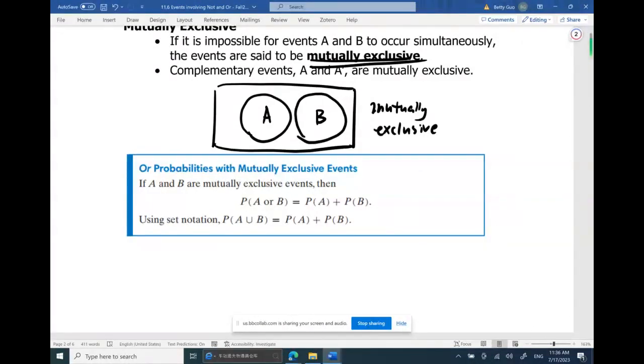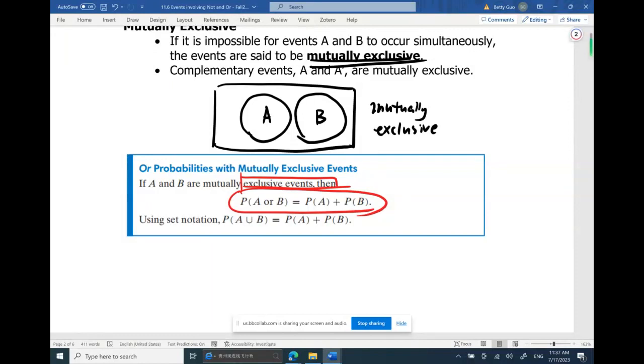Under the condition that the two events A and B are mutually exclusive, the formula to find the probability of A or B is this: P(A or B) equals P(A) plus P(B). This is also called the addition rule, the first formula of the addition rule. We use the addition rule to find the probability of A or B. Or here is inclusive or, same as in set theory: A or B or both.